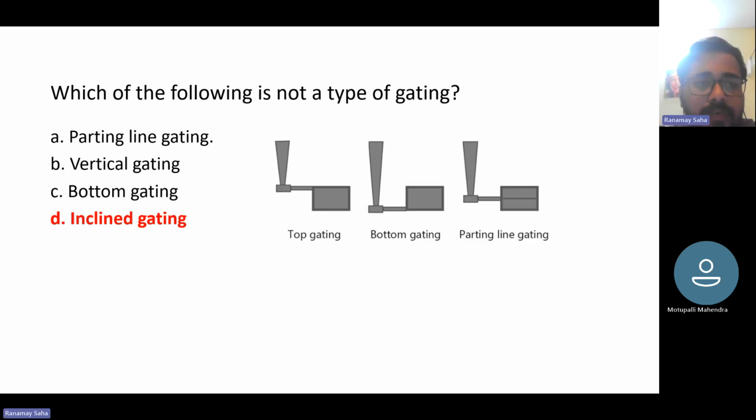Proceeding to the next question. Which of the following is not a type of gating? You all know about top gating and parting line gating as of now. Parting line gating is a trade-off between the top and bottom, which takes care of the advantages of both. The vertical gating is where metal is poured in the top of the cavity. So there is nothing called inclined gating. This is the wrong option here.